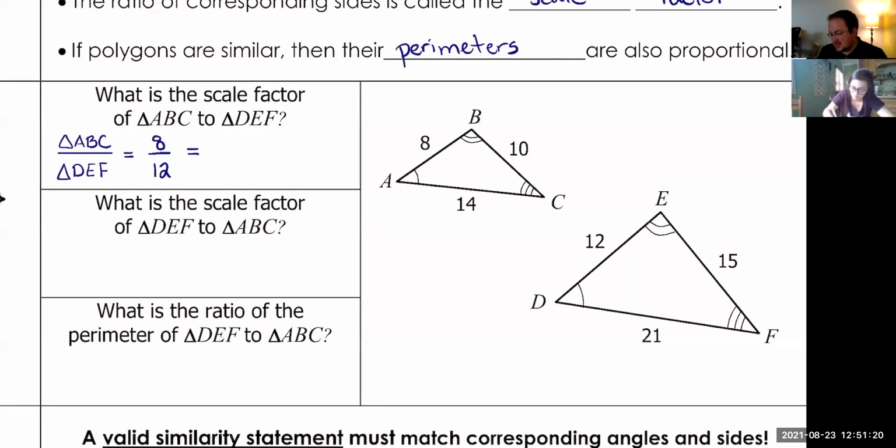Now, let's say, for instance, I didn't use that side. Instead, I did BC, which is 10, over EF, which is 15. Or maybe even lastly here, maybe I did AC, which is 14, over DF, which is 21. Now, initially, they all look like drastically different ratios. But do you know what they all simplify to?